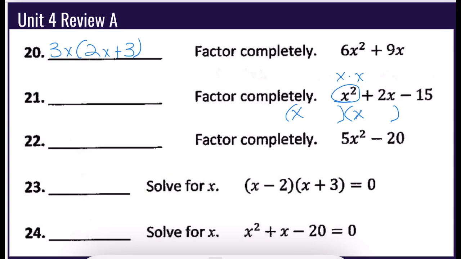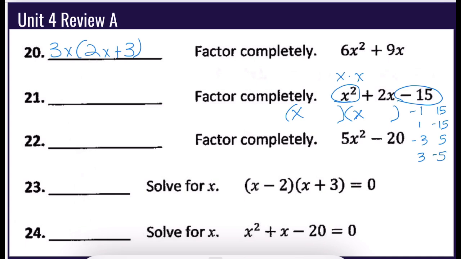The next thing you do is you look at your last term, negative 15, and you want to break it down into all possible factors. So that could be a negative 1 and a positive 15. It could be a 1 and a negative 15. It could be a negative 3 and a positive 5. Or it could be a positive 3 and a negative 5. If I multiply those pairs each time, the pair will give me negative 15. So those are my possibilities. Those could be my second numbers in each one of the binomials.